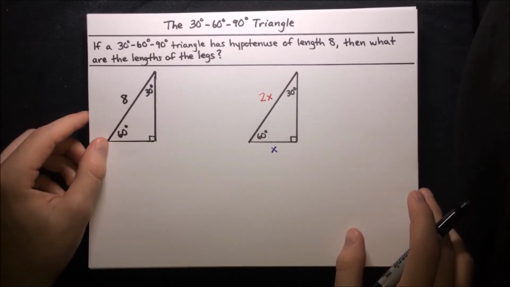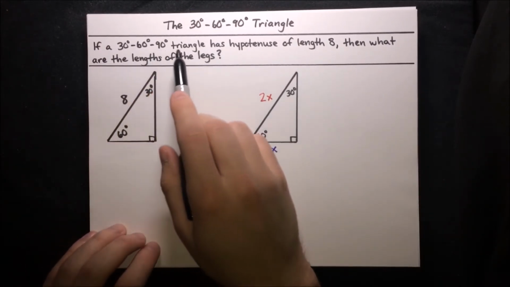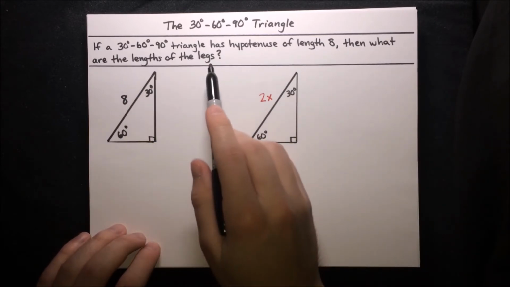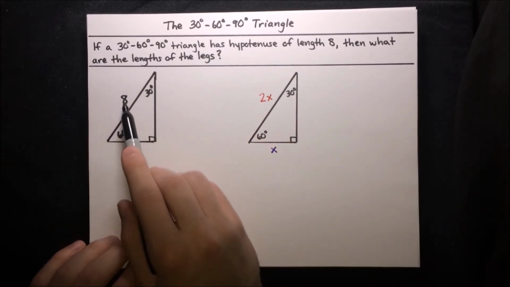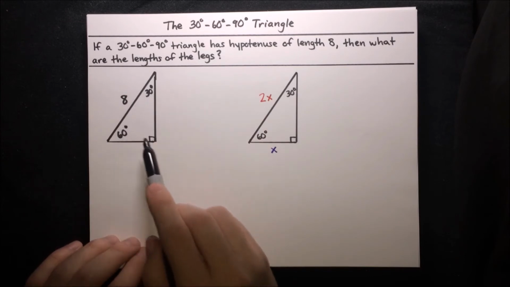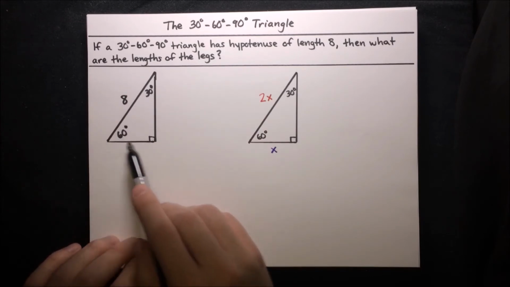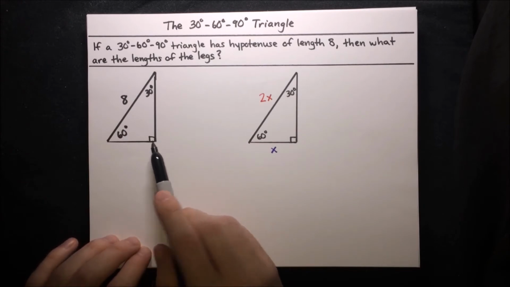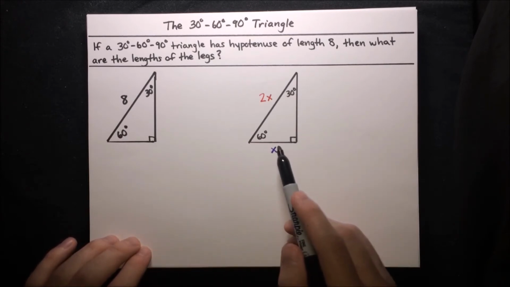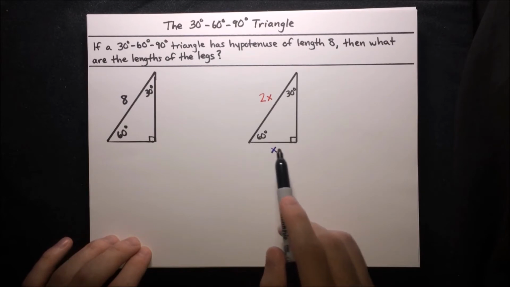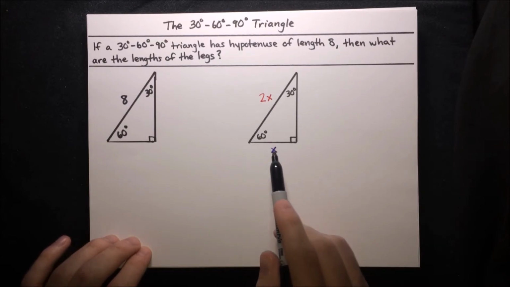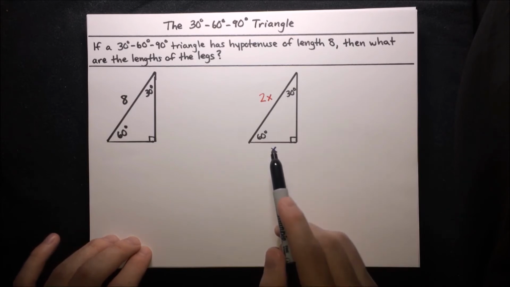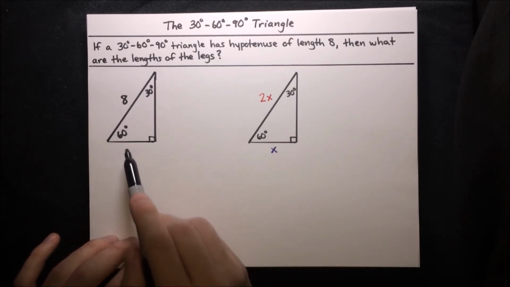Here's another example. If a 30, 60, 90 degree triangle has a hypotenuse of length 8, then what are the lengths of the legs? So here we've got a hypotenuse of length 8 in a 30, 60, 90 triangle, and we want to find these side lengths of the legs. Now remember, we saw before that if the smallest side of a 30, 60, 90 degree triangle is x, then the length of the hypotenuse is 2x. You just double it. So we can use that fact to figure out one of these legs.